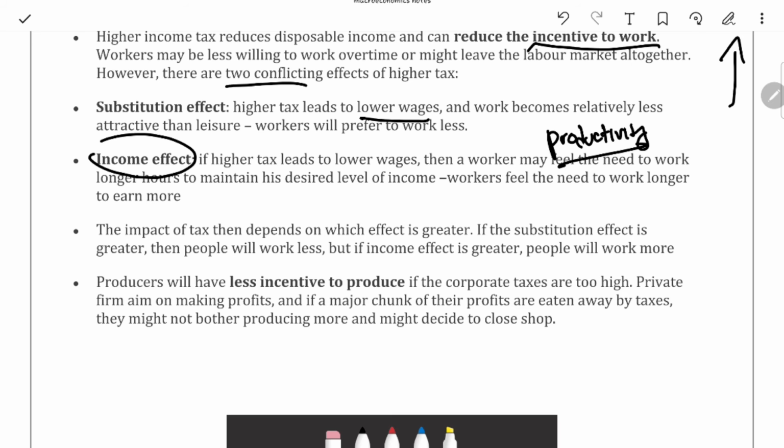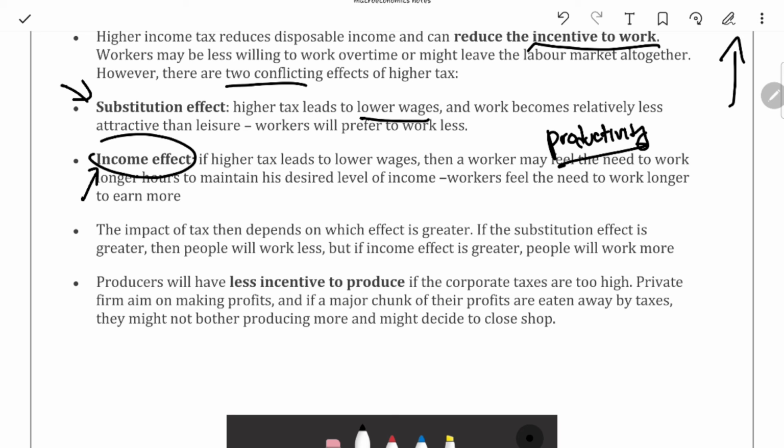The next one you can say is that the impact of tax then depends on which effect is greater. If the substitution effect is greater, then people will work less. But if the income effect is greater, then people will work more. Okay? So basically the substitution effect is when people work less. Income effect is when they work more, because maybe they have to work more because they need that money.